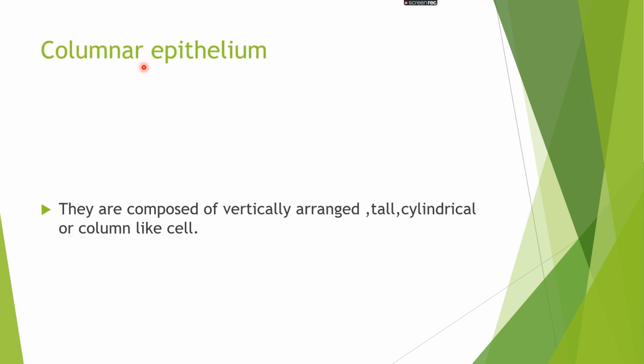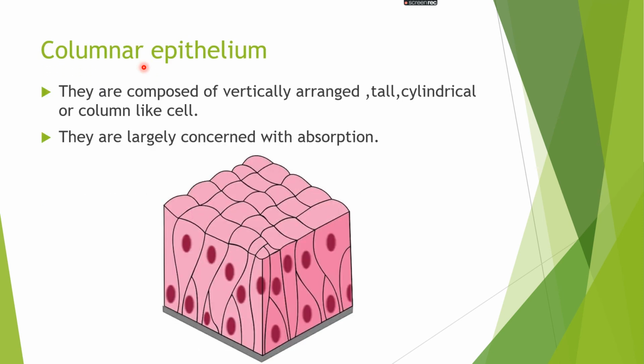Now next we move on to columnar epithelium. From the word columnar, you might have understood that the cells might be column-like in shape. Here they are composed of vertically arranged tall cylindrical or column-like cells. Here in this diagram also you can see they are tall and vertical and they resemble a column. They are largely concerned with absorption. So the main function is absorption.